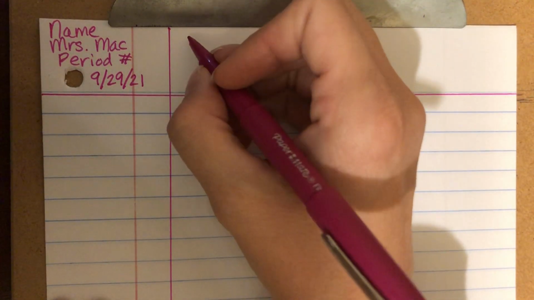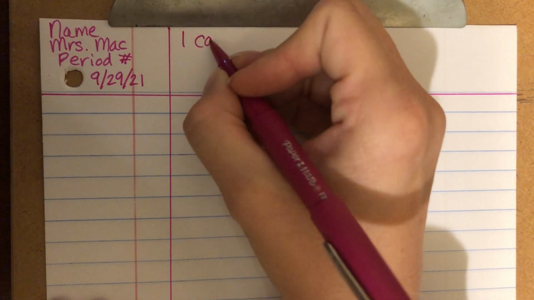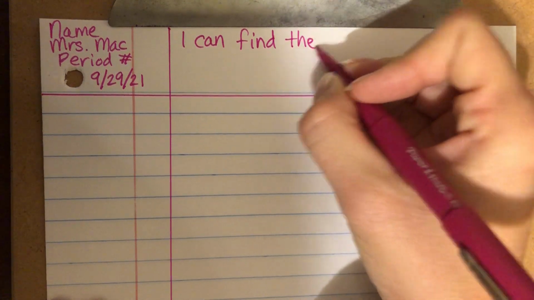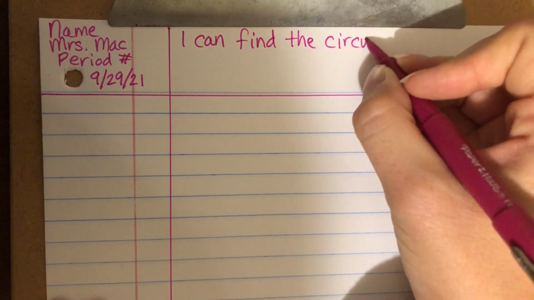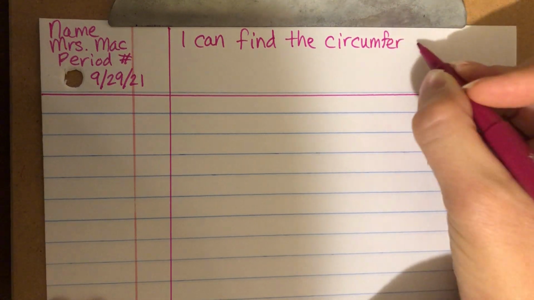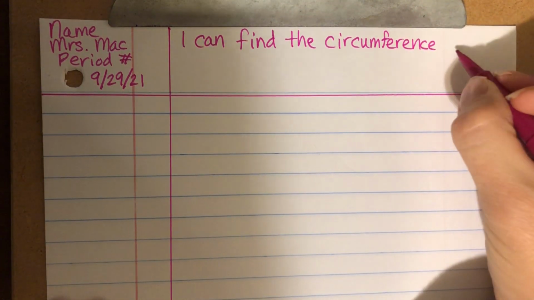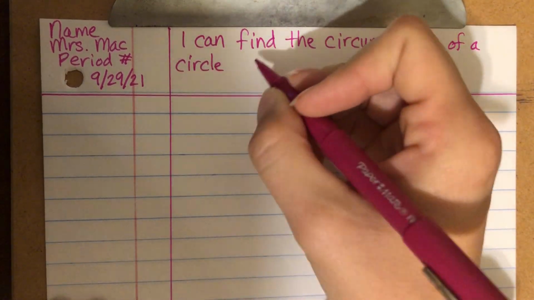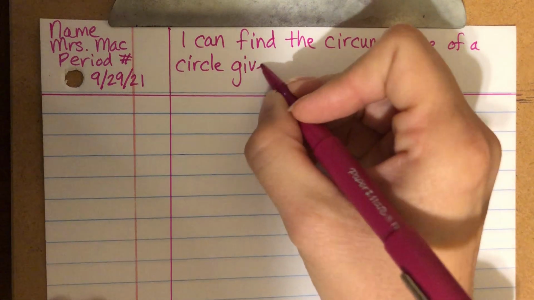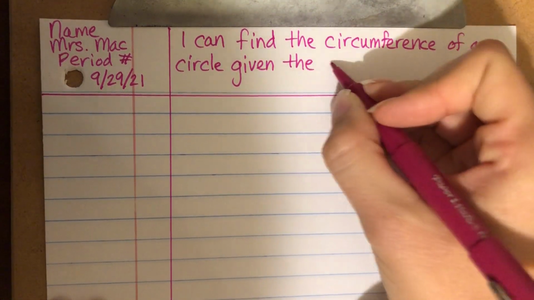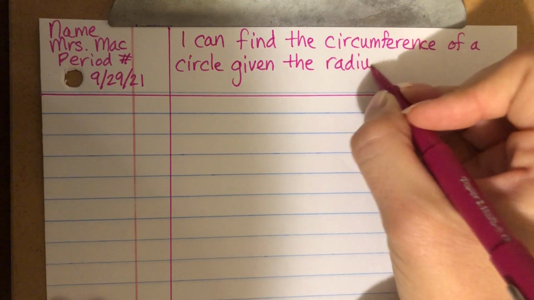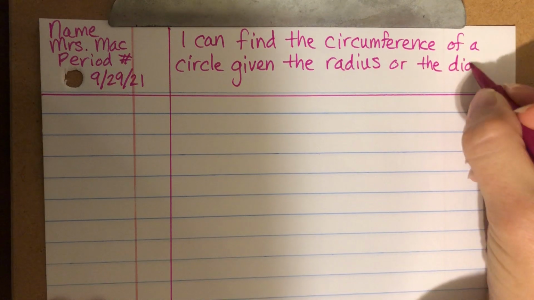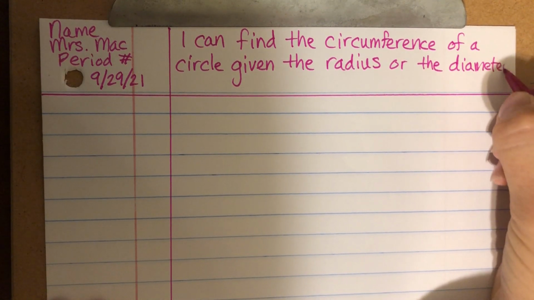Okay, so today our learning target is: I can find the circumference of a circle given the radius or the diameter. Okay.